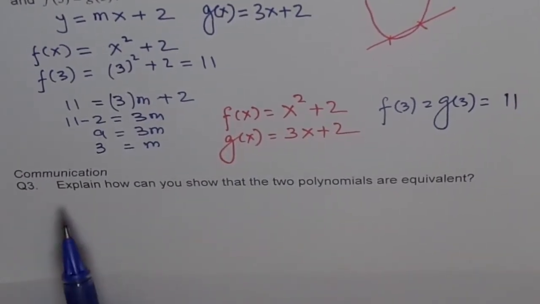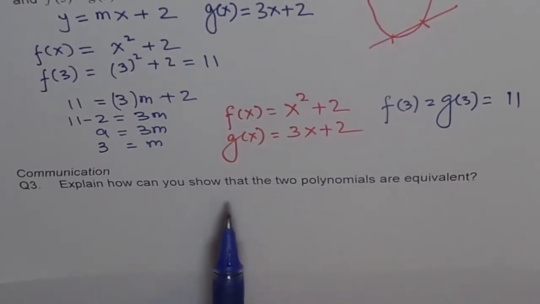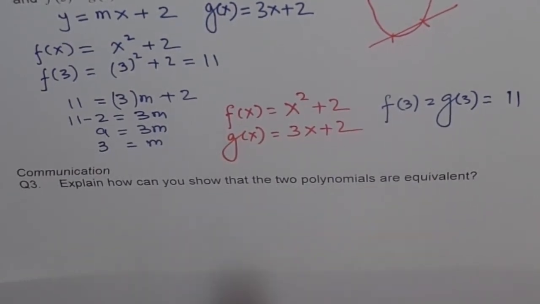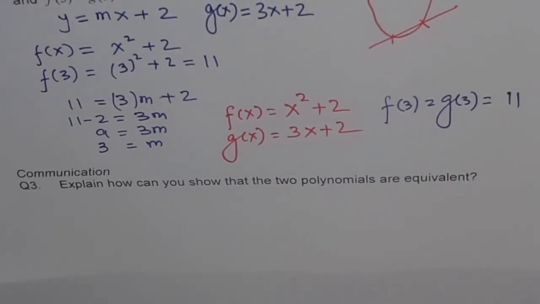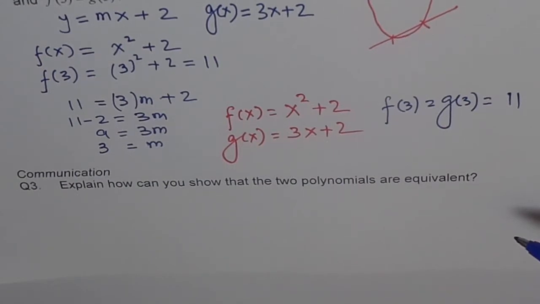Now we go to the communication problem, question number 3, correct? Here, explain how you can show that two polynomials are equivalent. Well, during the solutions of questions 1 and 2 in this video, you learned many things, and from there you can write down the answer for this question. When are two polynomials equal? Well, they are equal if you simplify their equations and they result in exactly the same equation. That's one condition. Second, you could test them for a lot of values.